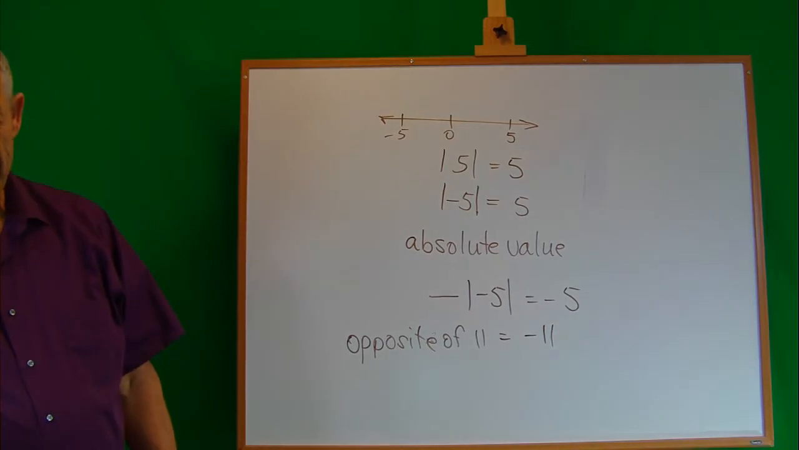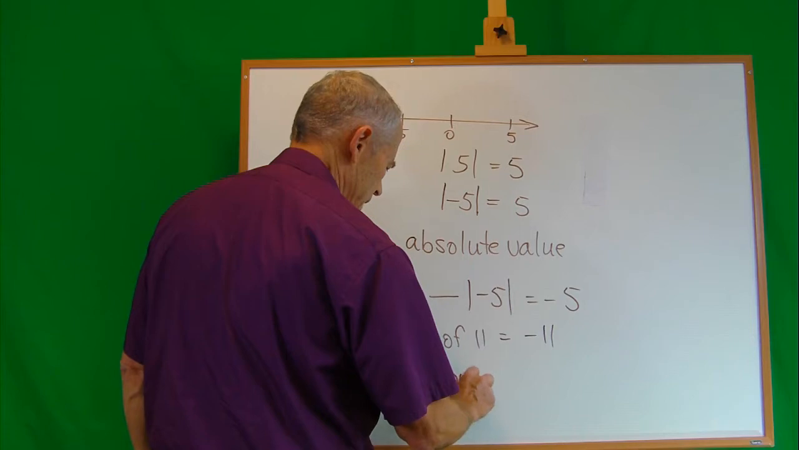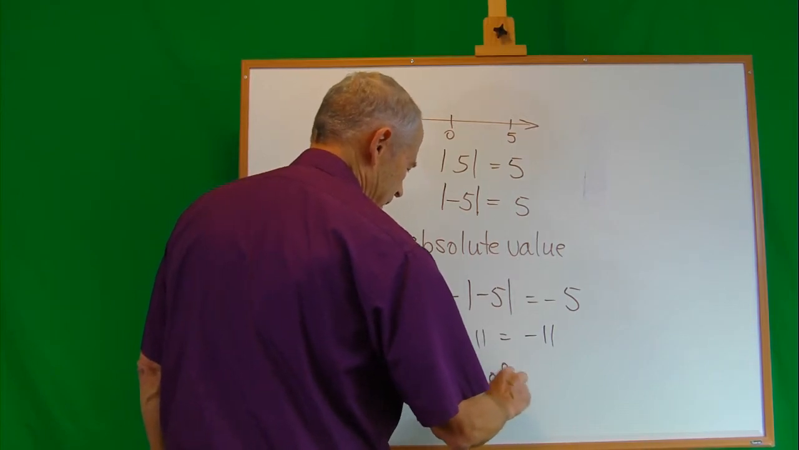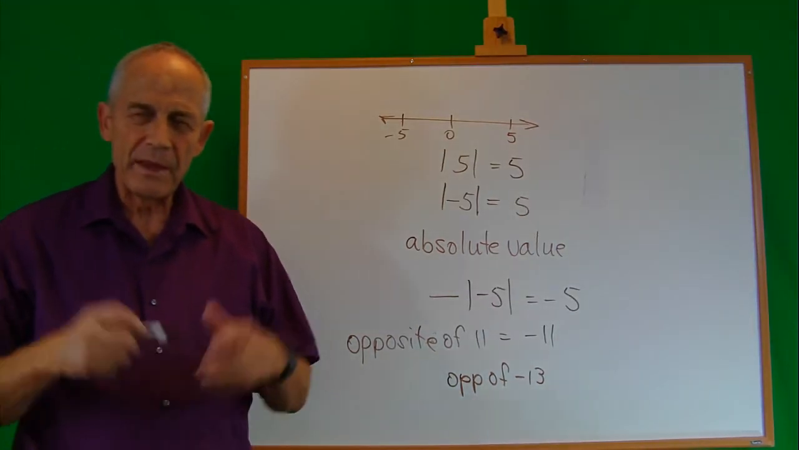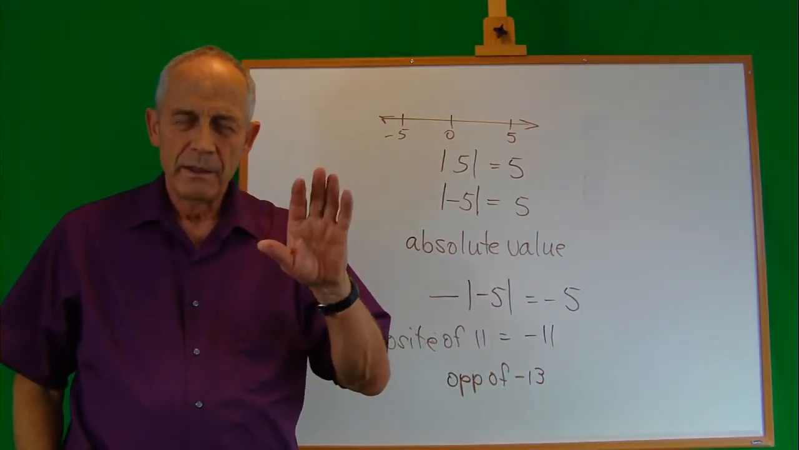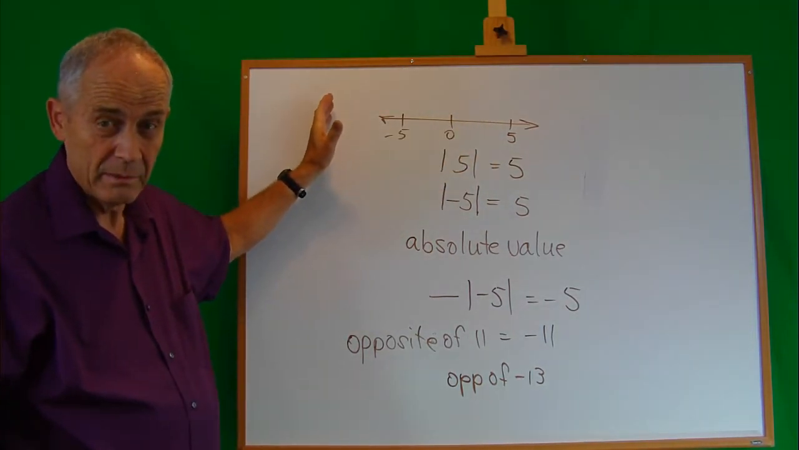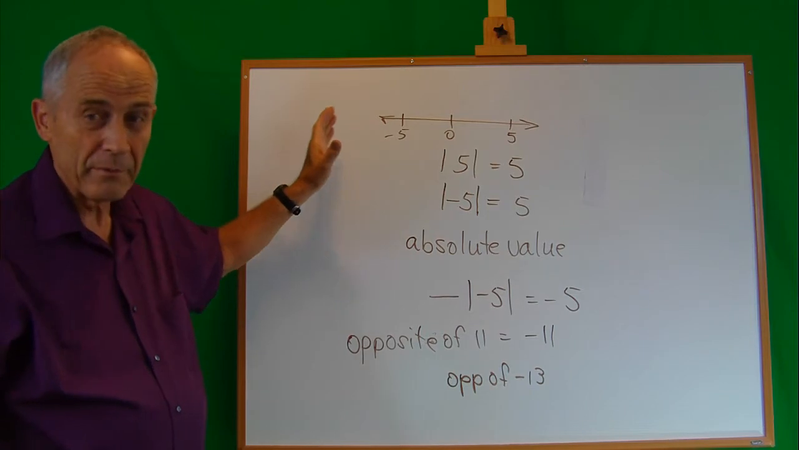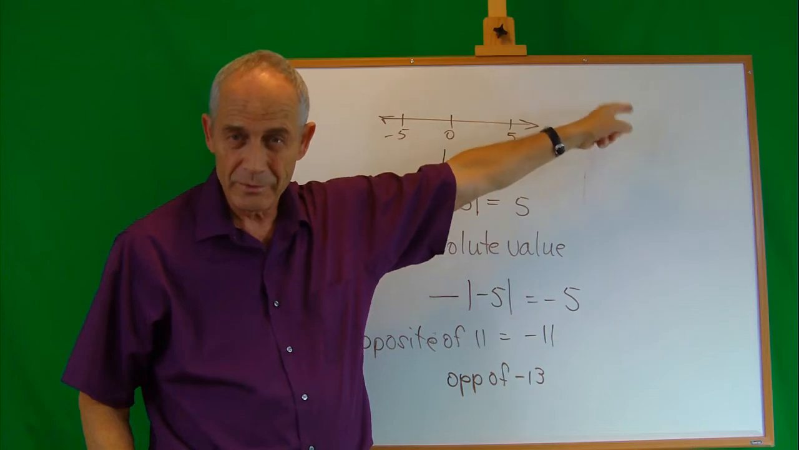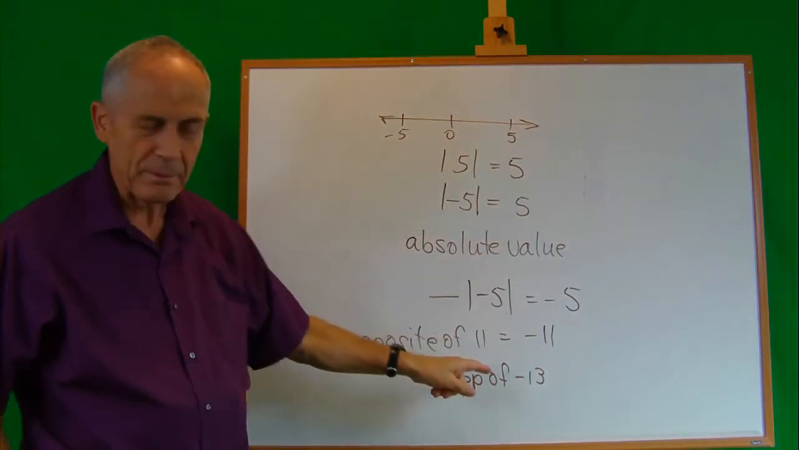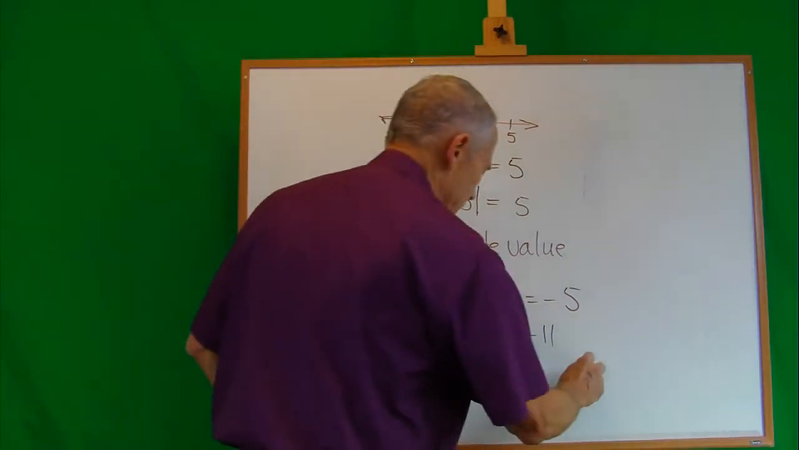What would the opposite of negative 13 be? I'll just write OPP for that, of negative 13. Well, if you think about the direction you're going, 13 is going in this direction, the negatives. The opposite of that refers to the direction. So I'm going to be going in this direction. Those are positive. So the opposite of negative 13 is positive 13.